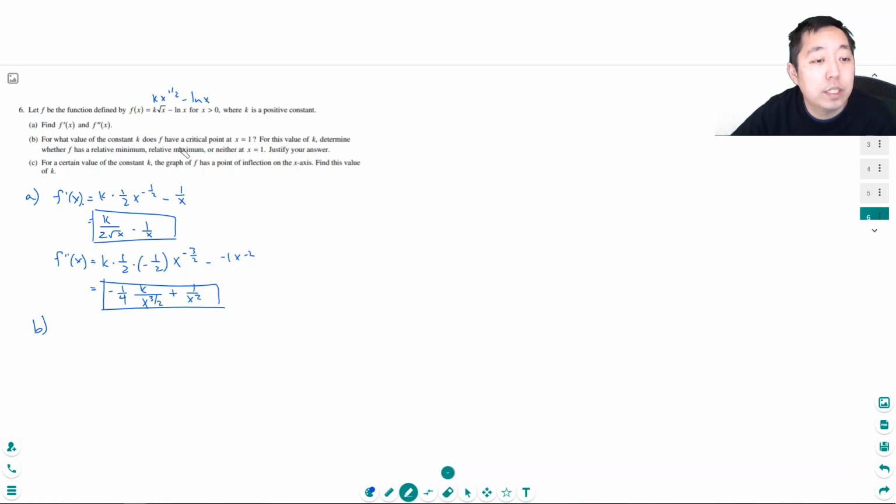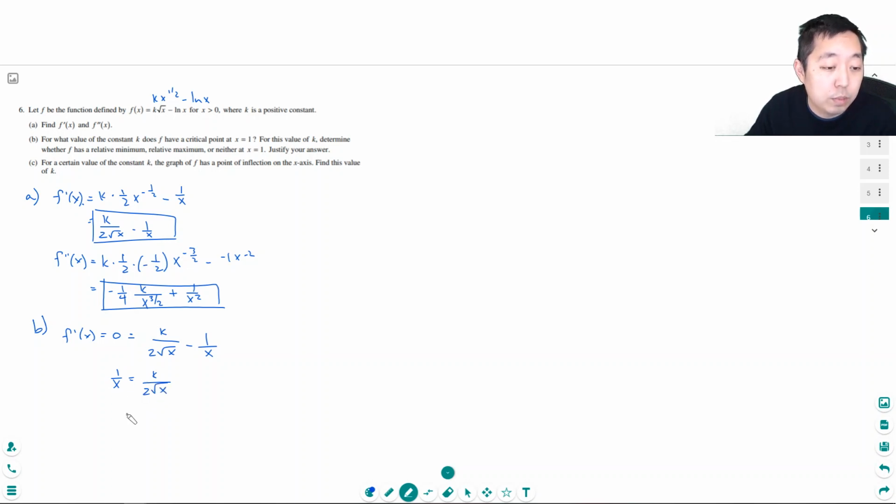For what value of the constant k does f have a critical point at x equals 1? For this value of k, determine whether it has a relative min or max. For a critical point, I need the derivative equal to 0 or undefined, but here it would just make it 0. So I want k over 2 root x minus 1 over x to equal 0. That means 1 over x is equal to k over 2 root x.